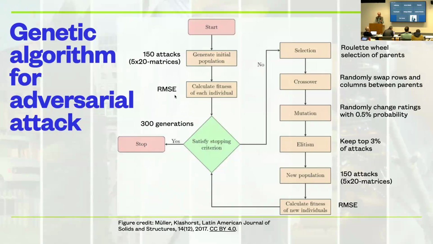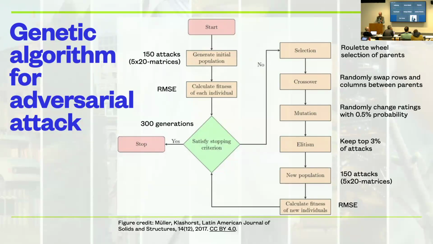Then we calculate the RMSE, the error with respect to the ground truth, given an outlier detection method that we want to investigate. And we generate 300 generations and stop after 300 generations. That's our stopping criterion. So overall, we generate 300 times 150, that's 45,000 attacks. And out of all those attacks, the best one will be the output of this algorithm.